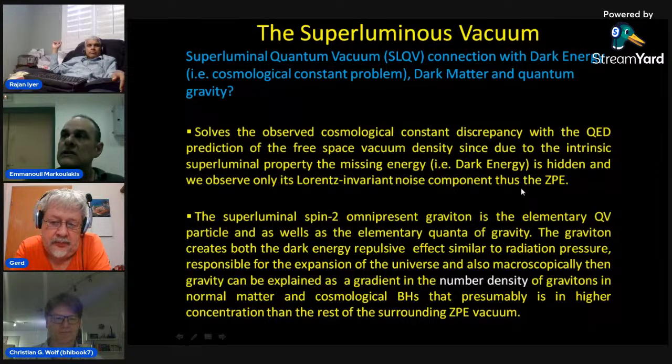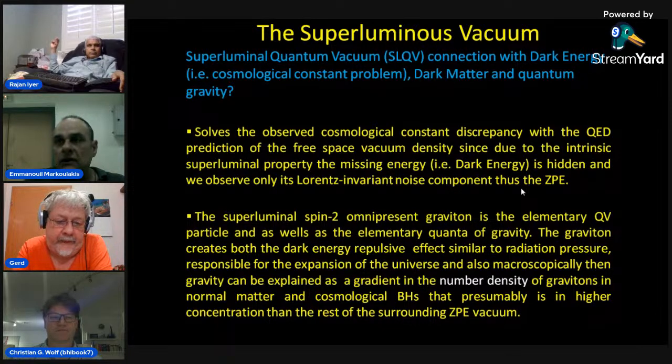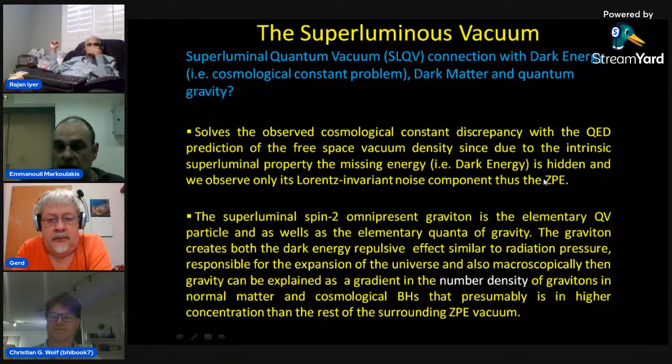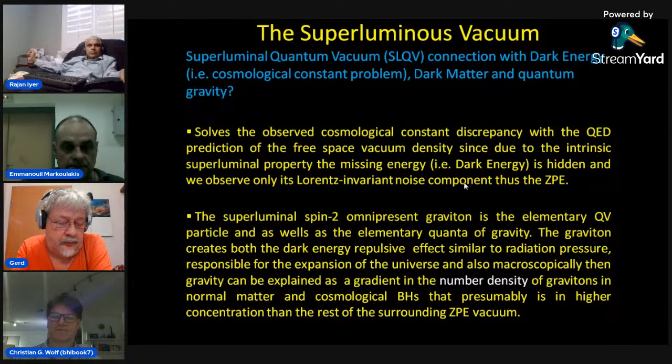So we see only the tip of the iceberg. Because the energy is superluminal, the dark energy, we can see only the tip of the iceberg, which is the part which is Lorentz invariant, which obeys the speed limit, and this is actually the 0-point energy we observe. So the big gap between the 0-point energy we actually observe and the QED energy predicted is because of the superluminal property, the intrinsic property, we say the vacuum has.